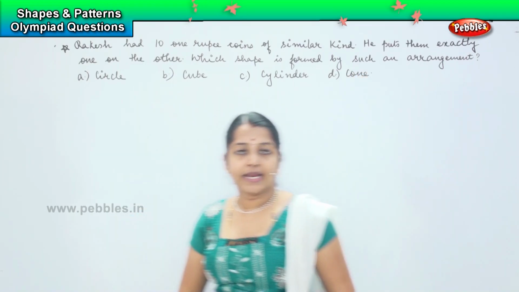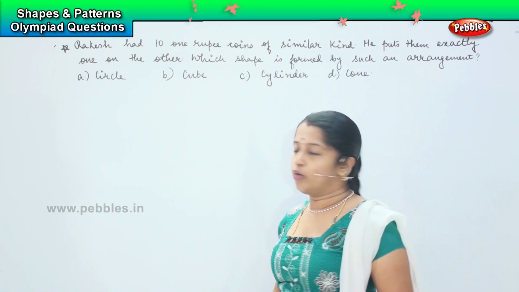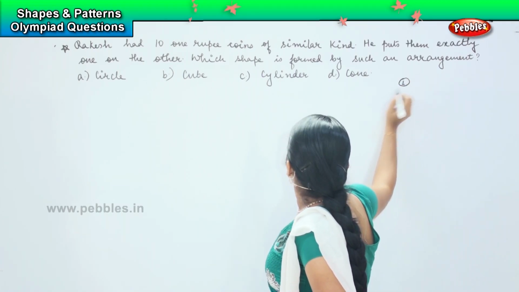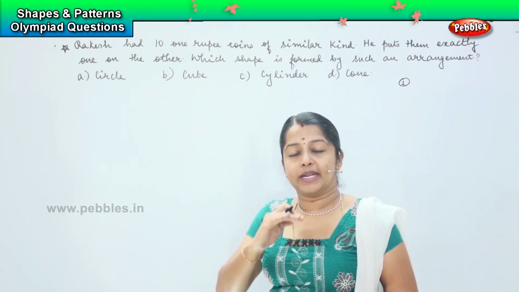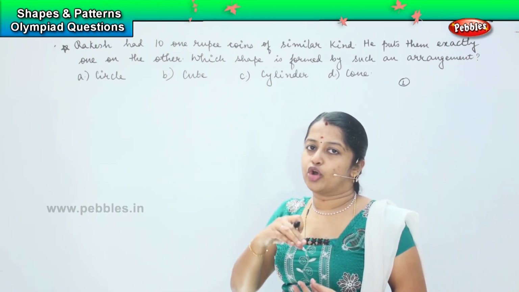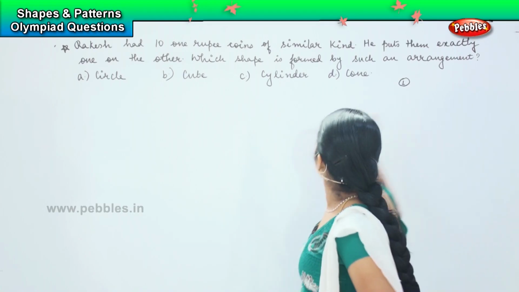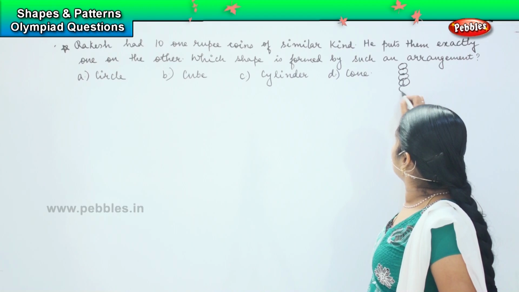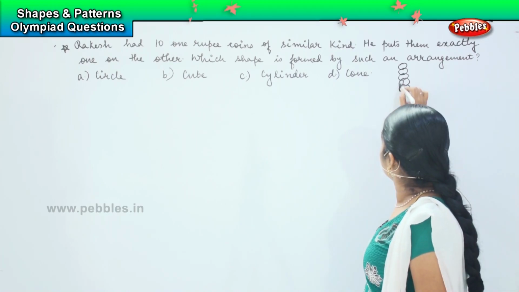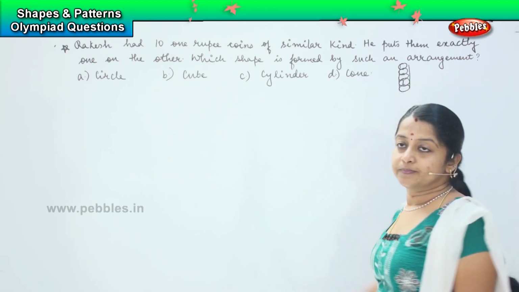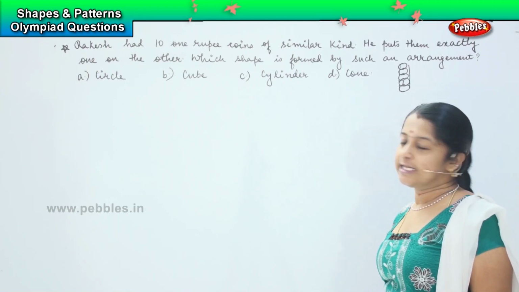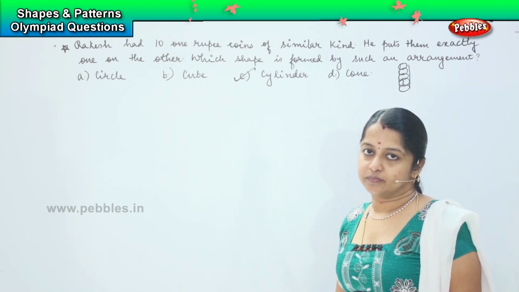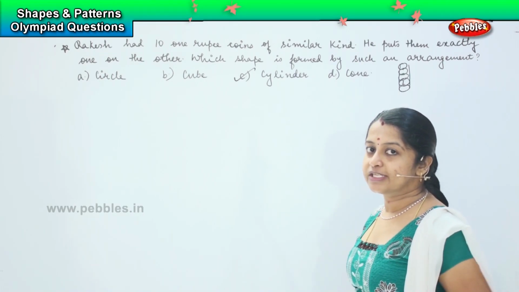So, Rakesh has got 10 1 rupee coins. You know 1 rupee coin, no? It will be like this. So, he has piled up the 10 rupee coins exactly one on top of the other. So, if he keeps on accumulating these 1 rupee coins on top of each other, what is the shape that is going to form, children? What is the shape called as? Very good. It's a cylinder. So, he forms the shape of a cylinder. Understood? Shall we move to the next one?